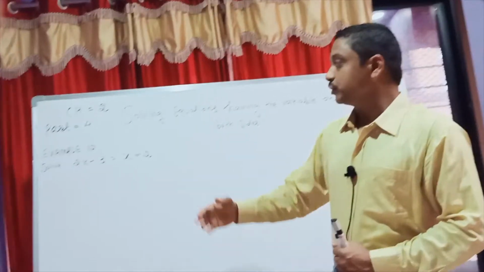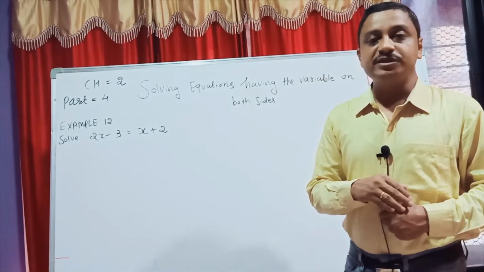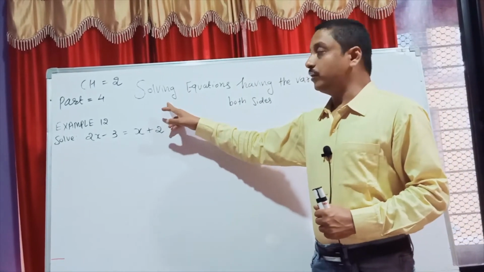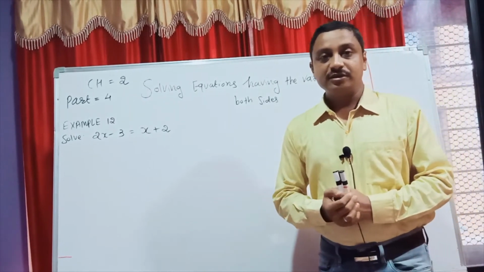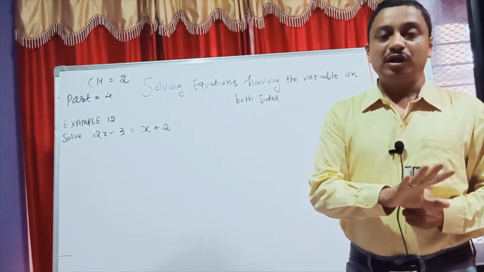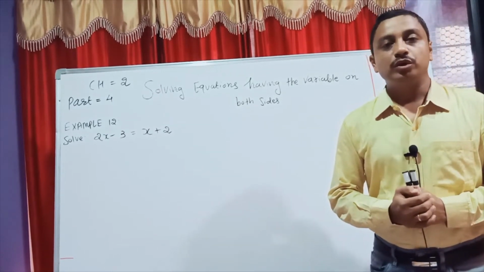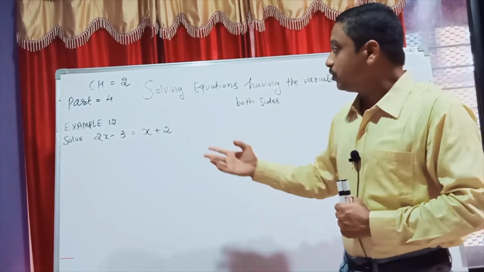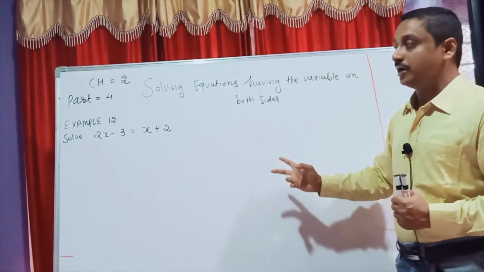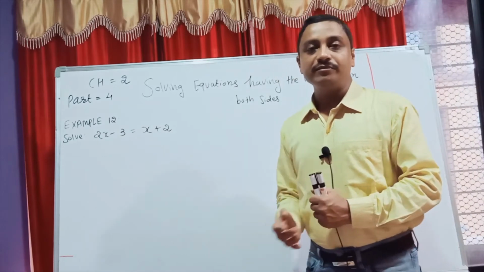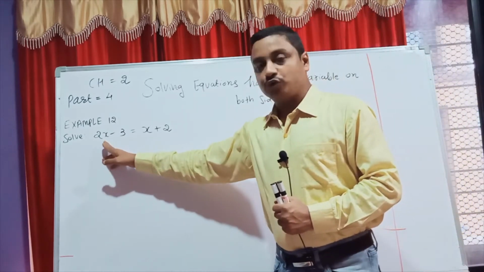Today I go to chapter 2, part 4. In this part 4, students, basically I explain solving equations having the variable on both sides. It means one side only variable was already completed in part 1, part 2 and part 3. Now today I go to solving the equation having the variable on both sides, continuing our example number 12. So in example 12, look at that question.